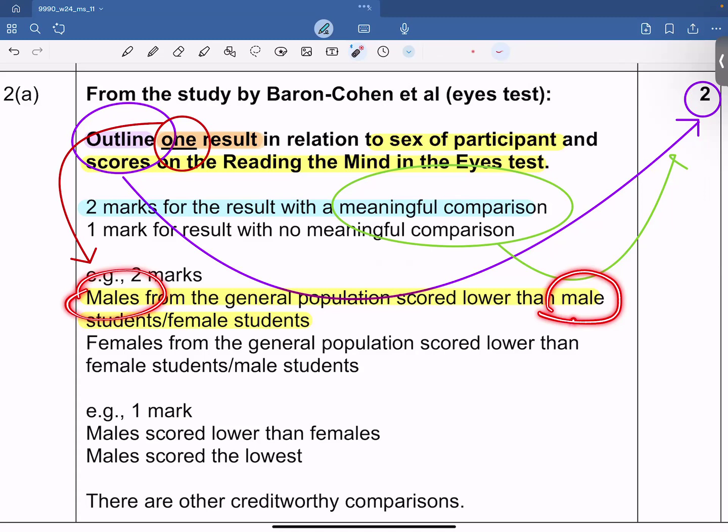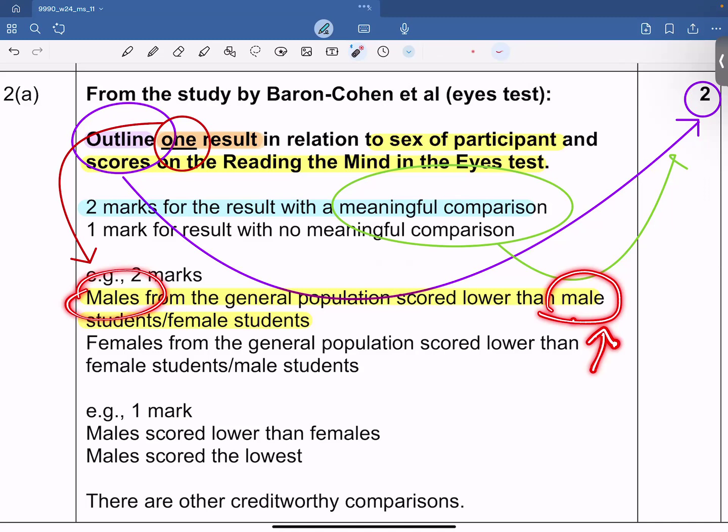So just to help you understand this better, you need to know that the examiner would also give you marks when you're talking about a comparison between different types of participants. I wouldn't have done that if I was a student, but it is the way it is. This is the marking scheme.